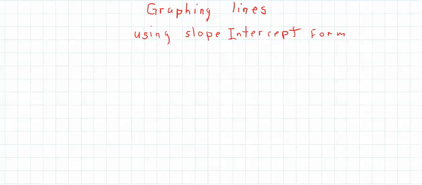Hello, this is a short video presentation on graphing using slope-intercept. Yesterday, when we graphed, we identified the slope and the y-intercept. Y-intercept being where we cross the y-axis.